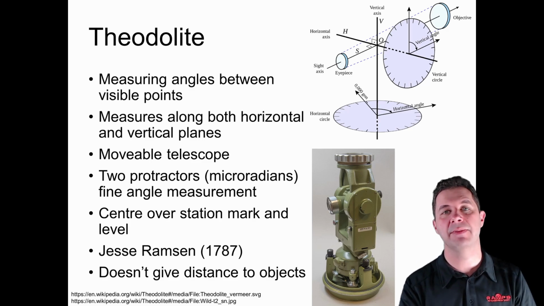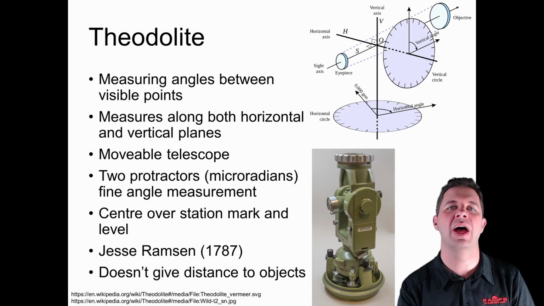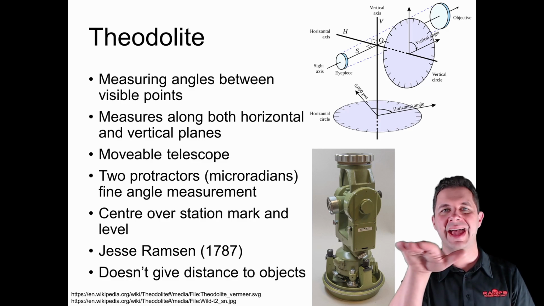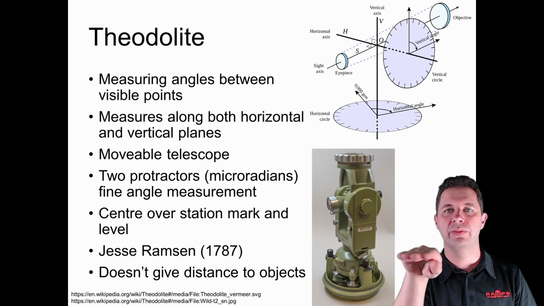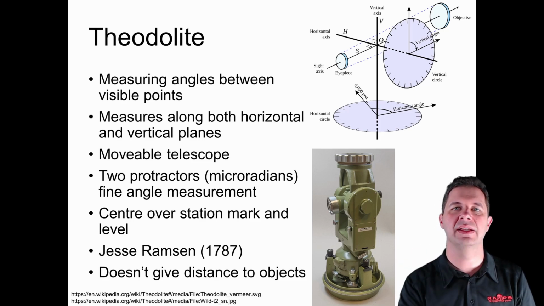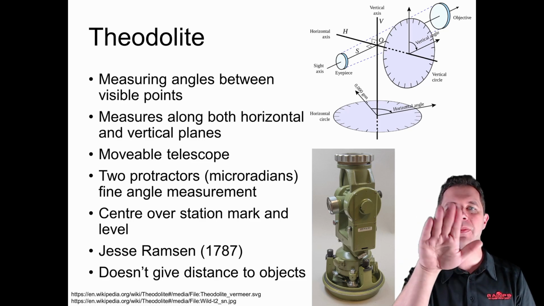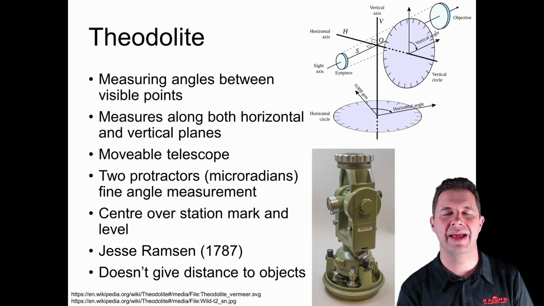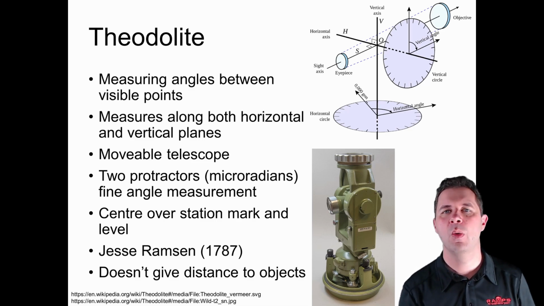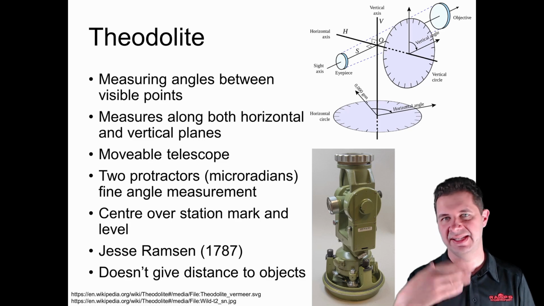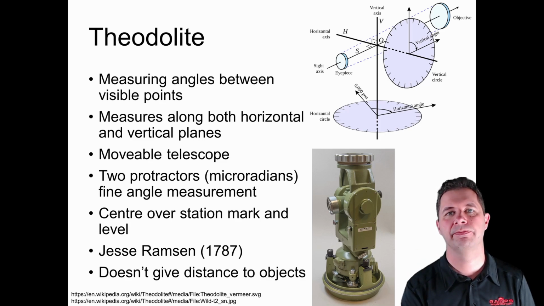What we typically have is some sort of a mark point that we put our theodolite over, we level it off so that as we move our theodolite, it's moving planar to the ground that we're dealing with. And as we move it up, it's moving perpendicular to the ground that we're working over. One thing it doesn't give us, though, is our distance to objects.